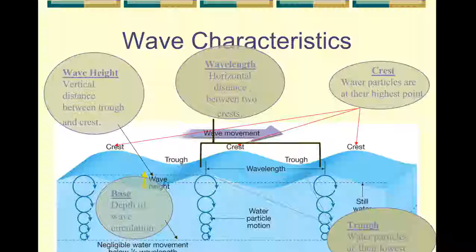If you dissect the wave and look at it, you have a couple of key components. You've got the crest, which is the apex or the top of the wave. You've got the trough, which is the low point of the wave. And you've got the wavelength, which is the horizontal distance between one crest and another crest.